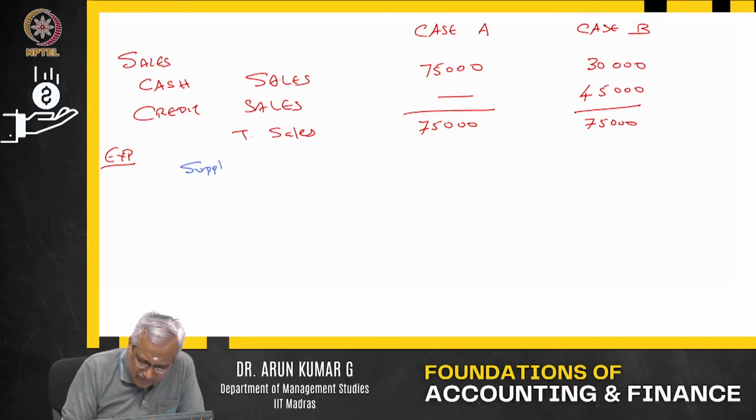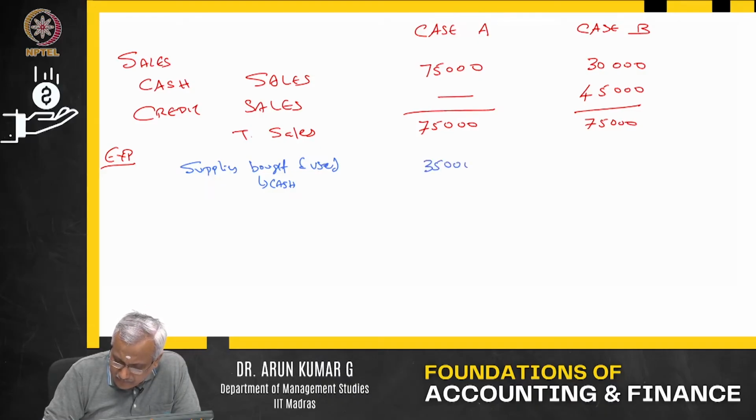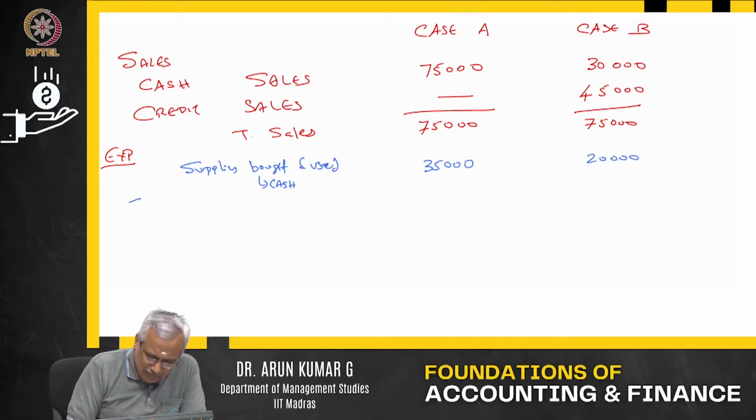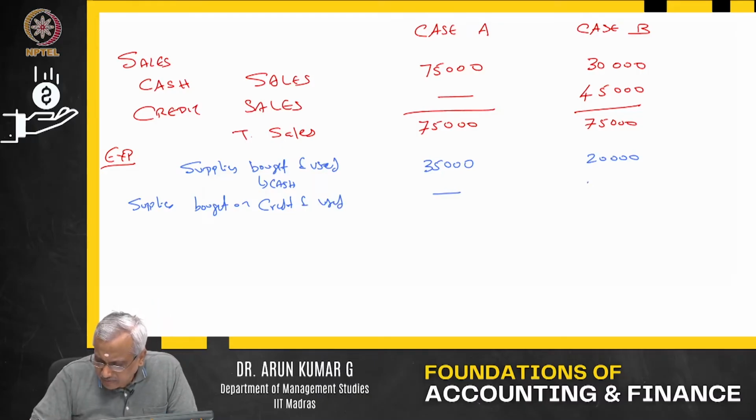Supplies bought and used, bought for cash and used. Supplies bought for cash and used, in this case 35,000, in this case 20,000. Supplies bought on credit and used, 0, 15,000.